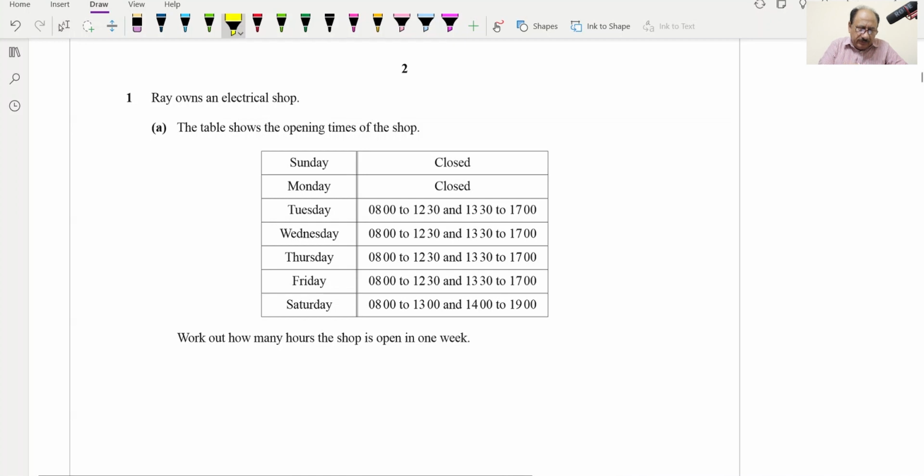Question number 1 says, Ray owns an electric shop. The table shows the opening times of the shop. They have given the days. If we see, these 2 days are closed, no working. And for these 5 days, 1, 2, 3, 4 days, the opening time is from 8 to 12:30, one shift, and the second is 13:30 to 17:00. And Saturday timing is different, rest of the timing is different.